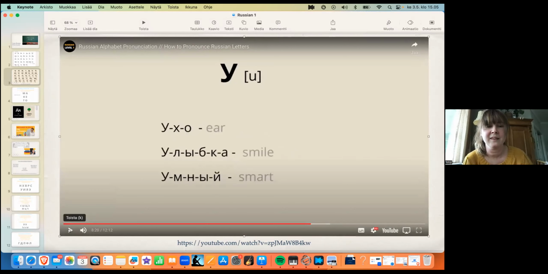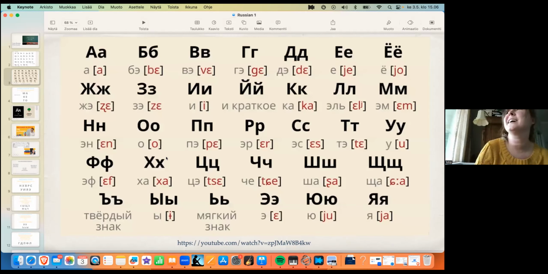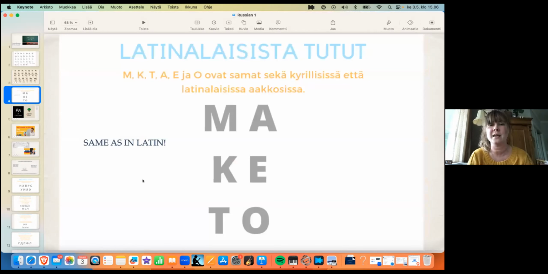All right. Good. Now we have learned the 6 easiest letters in Russian, which were, do you guys remember? Like in Finnish, we remember maketo. In English, you can remember it from AM keto. AM keto. So these are the same in Latin and in Russian.